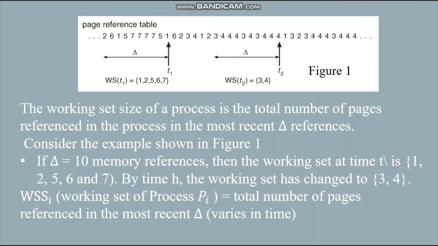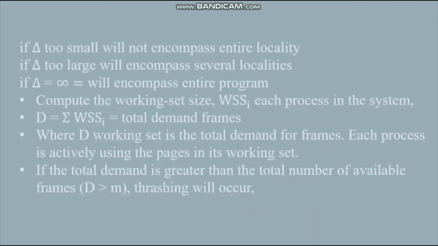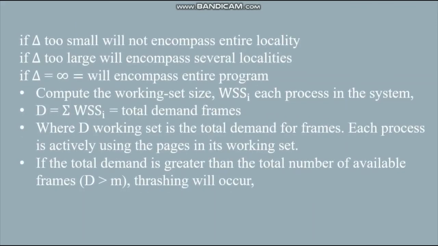WSSi, or working set size of process Pi, equals the total number of pages referenced in the most recent delta, and it varies in time. If delta is too small, it will not encompass the entire locality. If delta is too large, it will encompass several localities. If delta equals infinity, it will encompass the entire program. So compute the working set size WSSi for each process in the system. D equals the summation of WSSi, which is the total demand for frames.